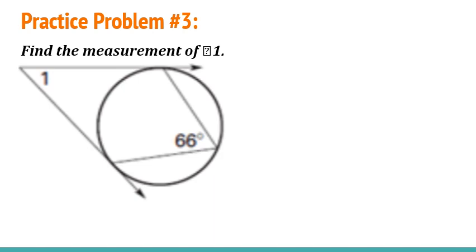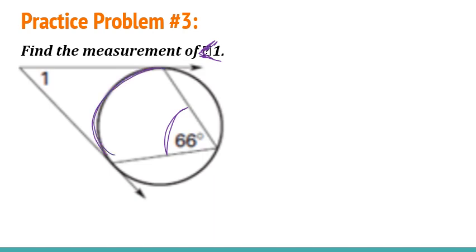Okay, let's do another one where, again, we're just being asked to find the information in a little bit of a different way. Again, that should say angle. I don't know why my angle symbol came out weird there. So let's find the measurement of angle 1. Now here we have an inscribed angle with no central angle given, but I still know that this arc is going to be double the measurement of that angle.